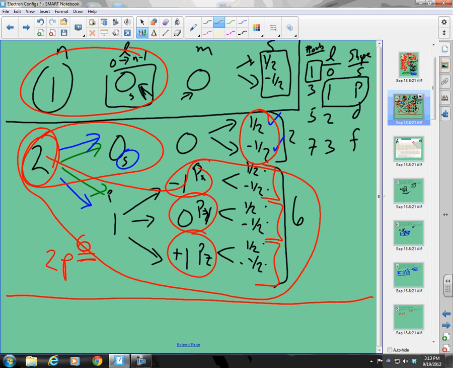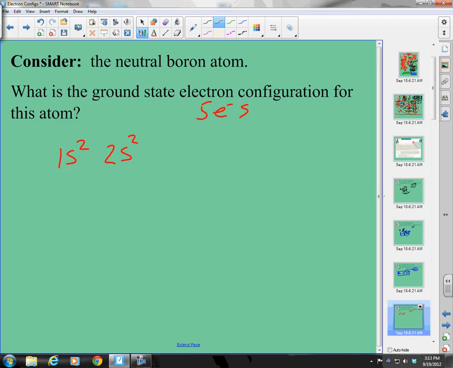Got it? So let's go back here. So I have 1s2, 2s2, 2p1, right? So I have 2, 4, 5. That's right. So this is my electron configuration notation for boron.